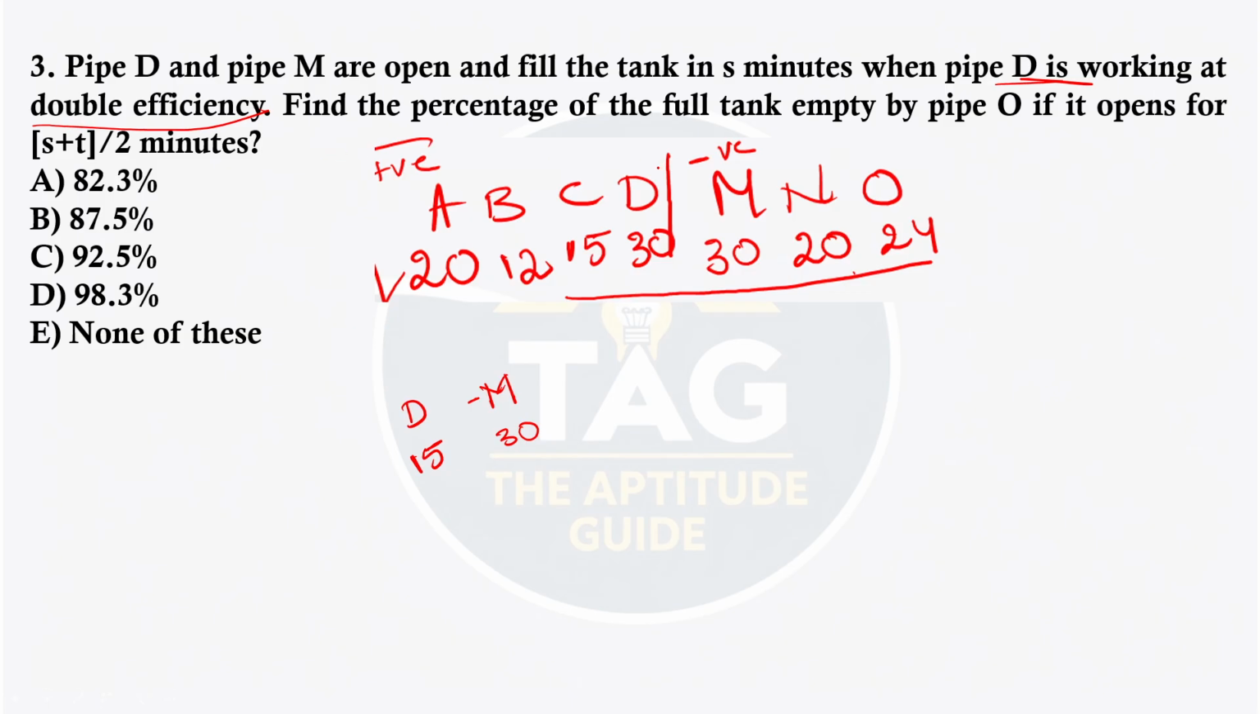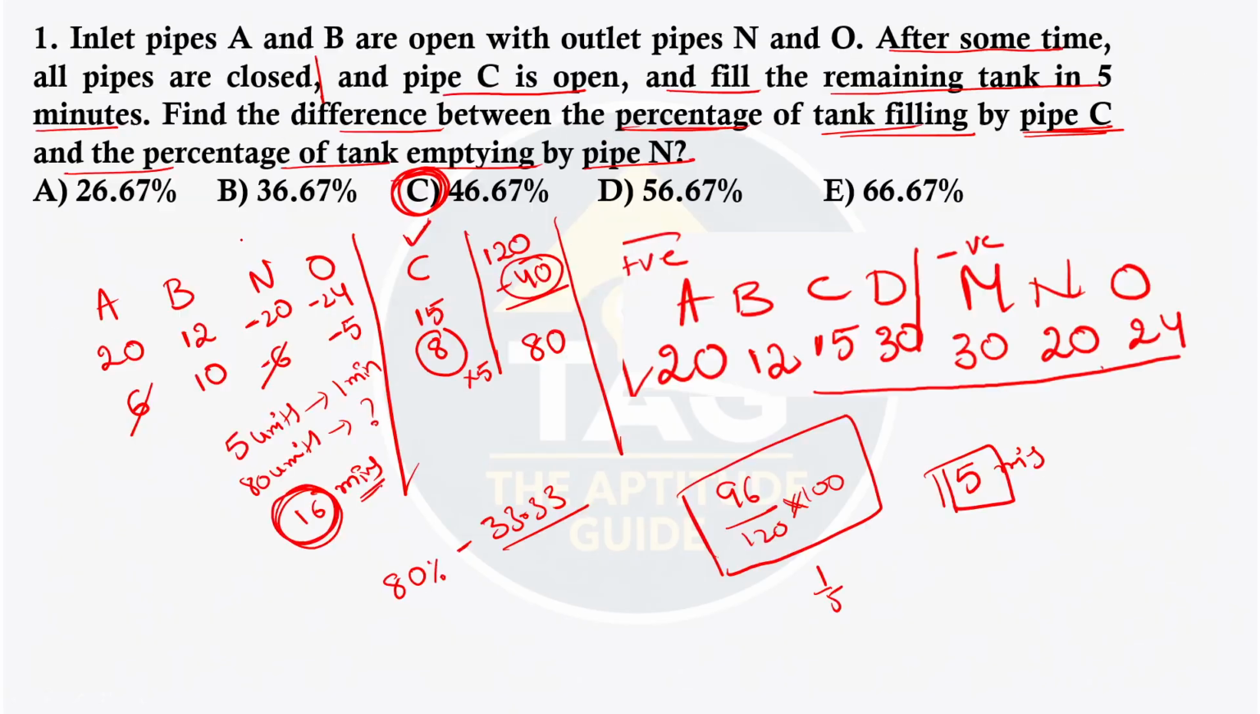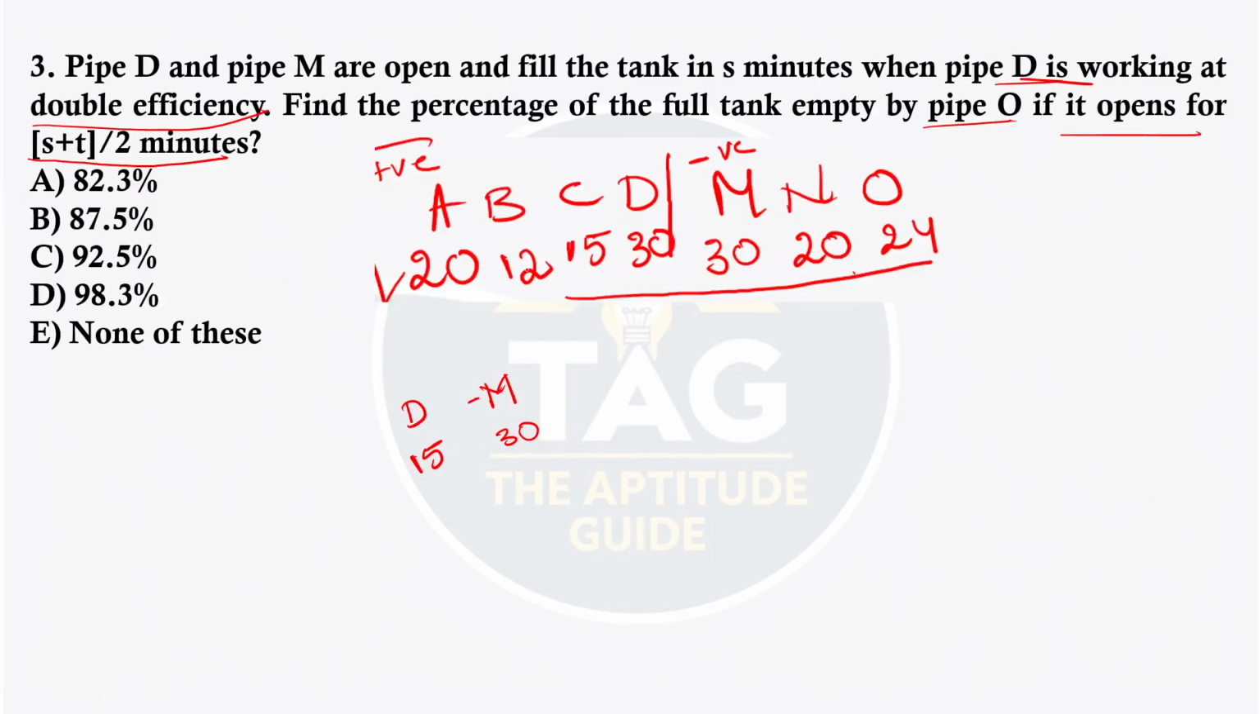Then find the percentage of full tank emptied by pipe O if it opens for S plus T by 2 minutes. T, where did it come from? Previously, we were given T in the question. T is related to B. Yes, pipe B can fill the tank in T minutes. Let us use that information here. So T is 12.